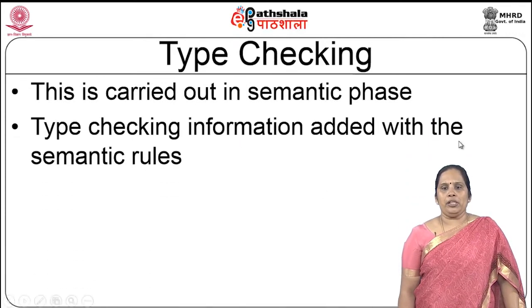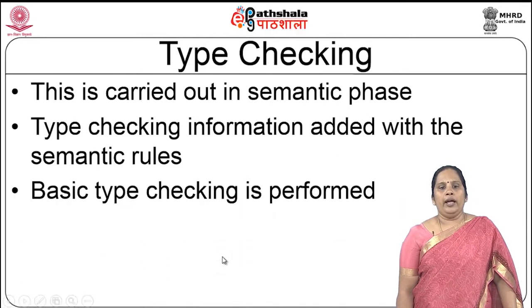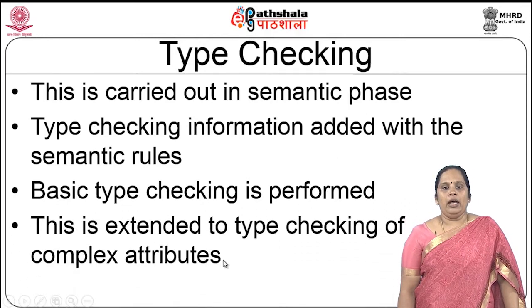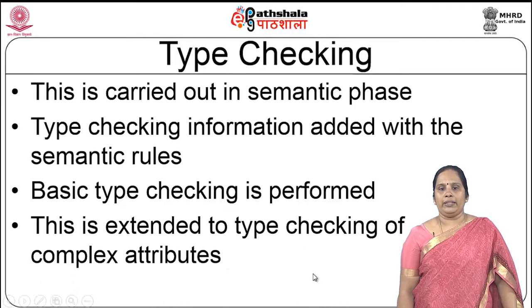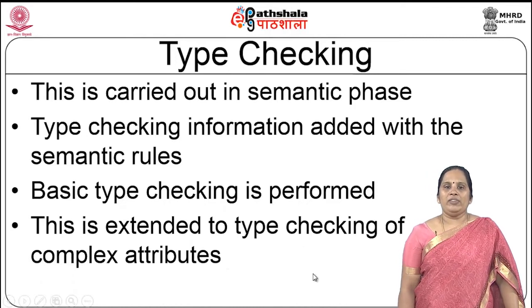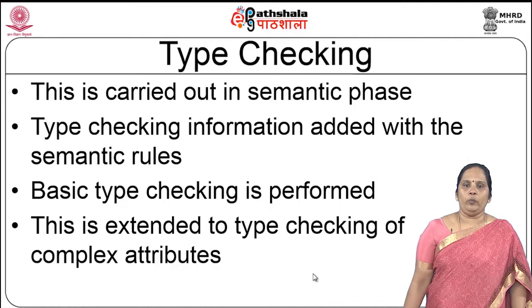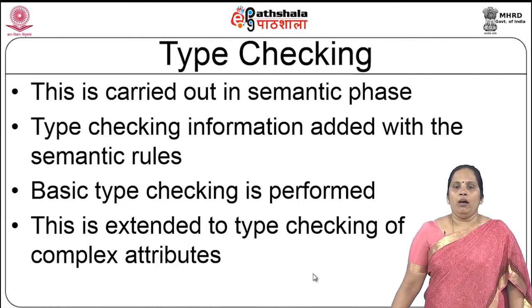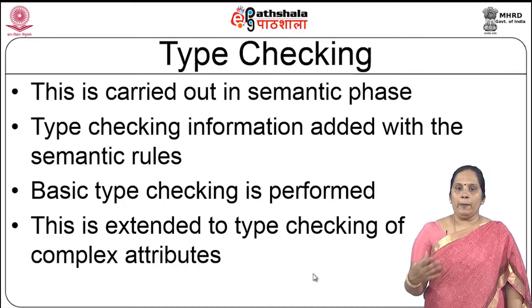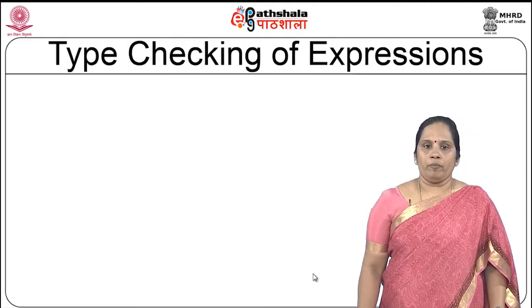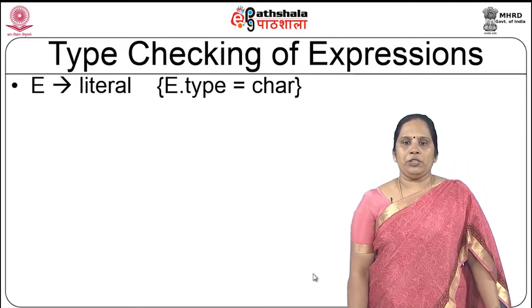Type checking information is added with semantic rules, and basic type checking is performed, and this is extended to type checking of complex attributes also. So we will first start by verifying whether an integer should be an integer or a real number should be a real number, and then we will carry out the same for additional statements, declarations, etc. So let us look at the type checking of expressions.